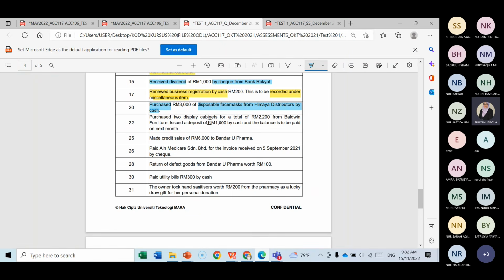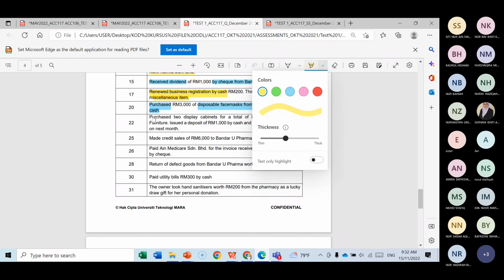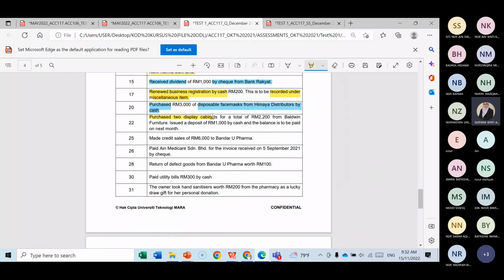Next, on the 22nd of September, the keyword here is purchase display cabinet from Baldwin Furniture. And furthermore, you issued deposit 1,000 by cash and the balance is to be paid next month. I think we have discussed this type of transaction before. There will be 3 effects here.